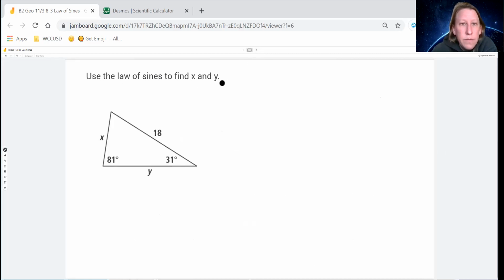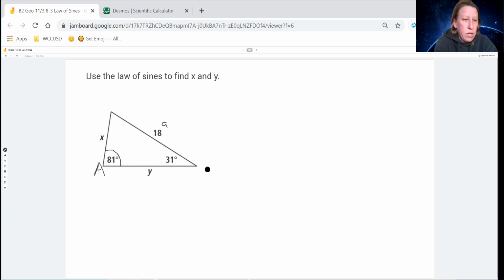Okay, use the law of sines to find x and y. Same idea here. Here is our key right here. This and this. Okay, we have a side length and we have its opposite angle measure. So we're all good. And you know what? I might as well right now do 81 and 31.